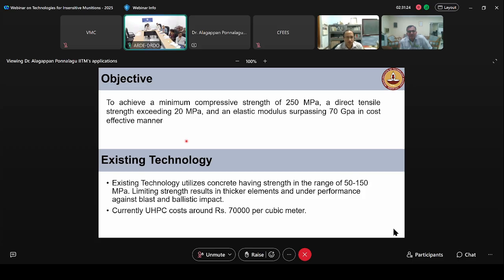And Rajman, any point from your side? Yeah. Sir, have you done any feasibility studies on the design part also? How will you be designing basically?